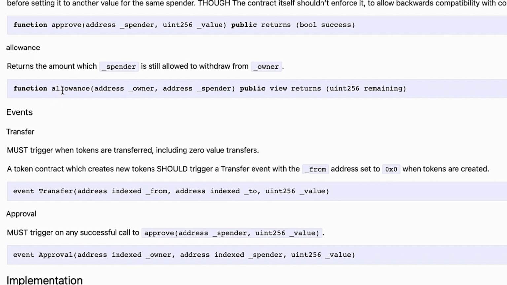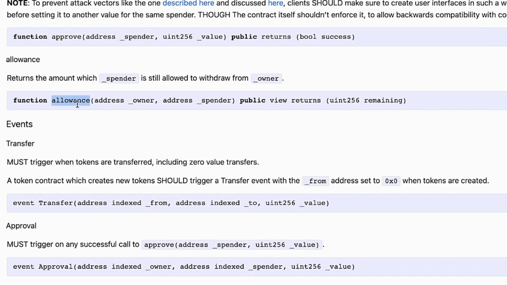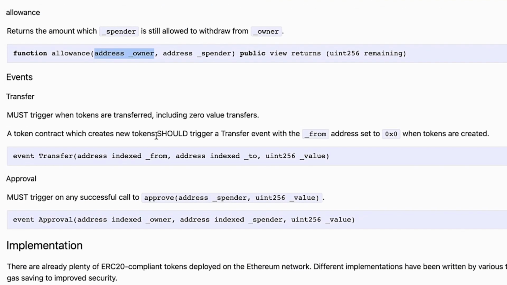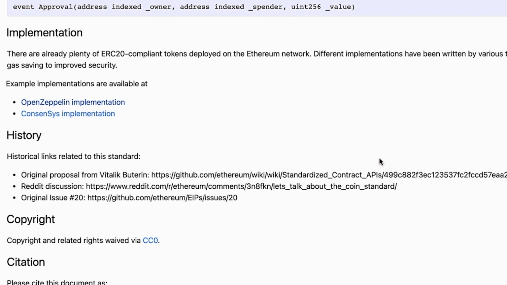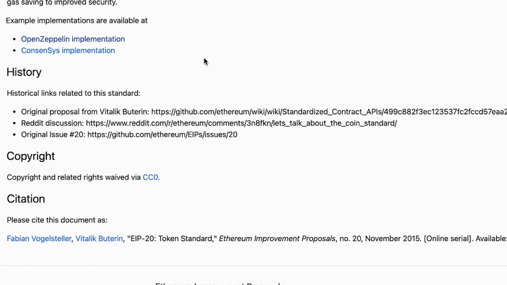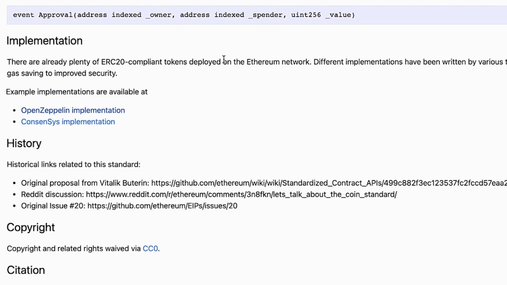We have a method for allowance. This helps us to check how much a particular address can spend of the tokens that belong to a certain owner. Okay? And then some events, Transfer and Approval. All right. The standard also contains some example implementations and also some history.